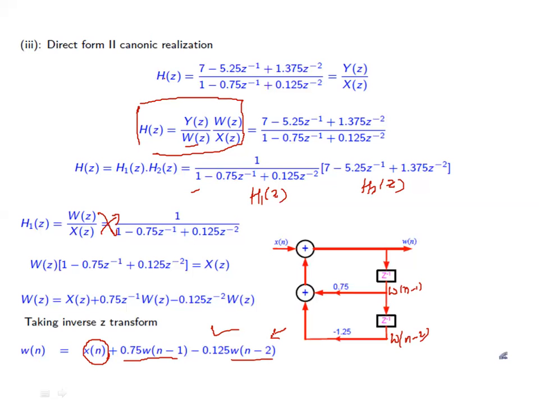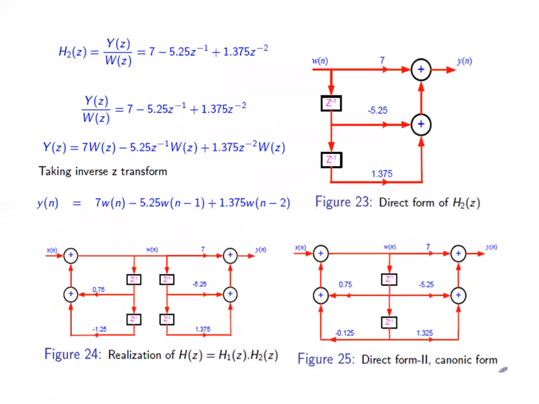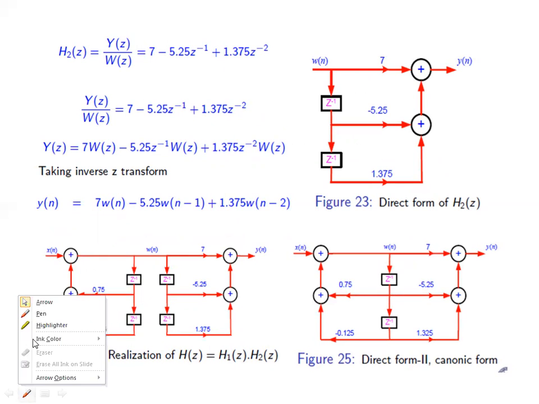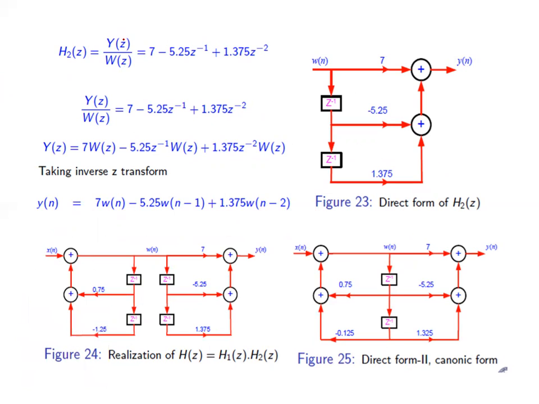Now let us solve it for h2 of z. So h2 of z is like this. Here h2 of z equals y of z by w of z. And again, by taking the cross multiplication here, we'll get y of z equals 7 w of z minus 5.25 z inverse w of z plus 1.375 z power minus 2 w of z.